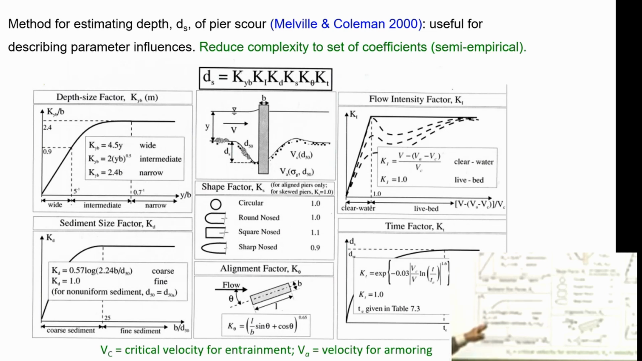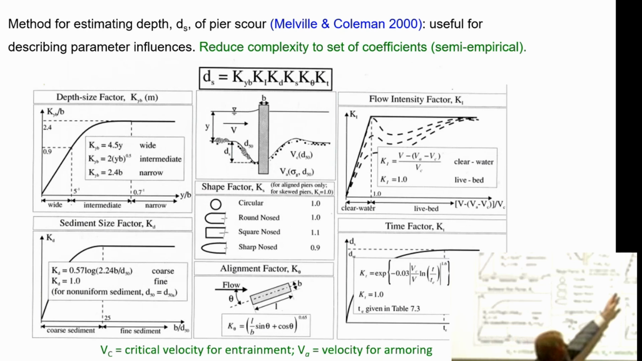This is the sediment size factor. If you have larger sediment, it tends to dissipate a lot of the energy, so you don't get as deep a scour. So with coarser sediment, you get less deep scour. Fine sediment can scour away quite happily. You get that factor. The type of nose you have on the pier, you include that in terms of scour. So it's very approximate, but approximation is good enough. Alignment of a rectangular or a circular pier you can include through here. Shape factor here. Flow intensity factor, clear water, live bed.